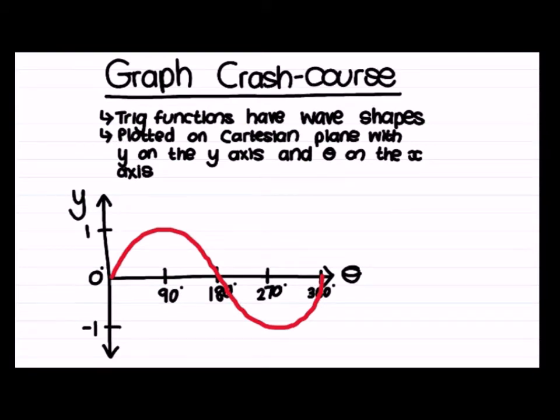There are a few important things that we need to know before we can start plotting trig functions. So trig functions generally have wave shapes, such as the one shown below, plotted on the Cartesian plane. There's a little bit of a mix-up because we've got y on the y-axis as usual, but on the x-axis we have theta values, which are in degrees. So we have 90 degrees, 180 degrees, as you can see. And there are a few key components of graphs in general that we need to know before we can start doing these sketches and interpretations, which is why I'm going to jump into a quick crash course on graphs.